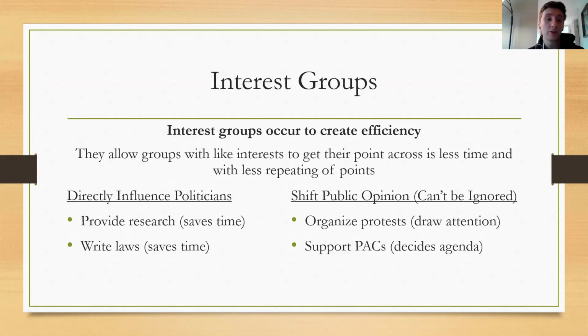On the direct influence side, we have two main ways, the first of which is providing research. Again, this is a function of efficiency. It saves time. A single politician, like Dick Durbin from here in Bloomington-Normal, doesn't have time to talk to every single farmer and figure out how they're being affected by current agriculture regulations. However, an agriculture interest group could do that. They could hire a bunch of people to interview every farmer. They collect all this data, and then they can give it to politicians and say, look, here's a problem. Maybe they're being overregulated, and you can see because we have all this data.